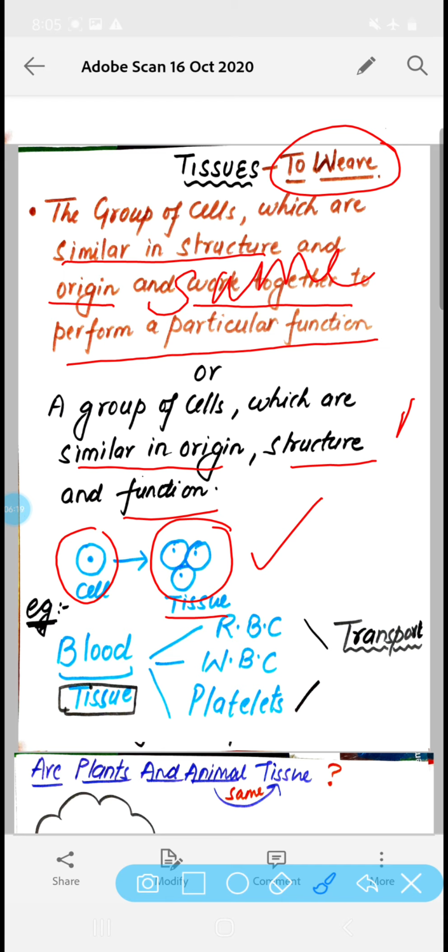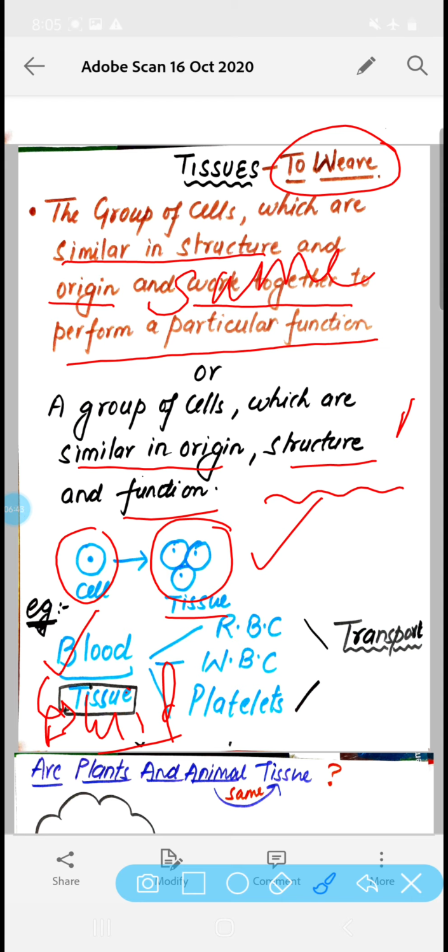So you have examples of so many tissues. I have here taken the example of blood. Blood is an example of tissue. It is a fluid tissue. Why am I calling it fluid? Because it can flow. It is a liquid and it can flow. That's why blood is the fluid tissue.